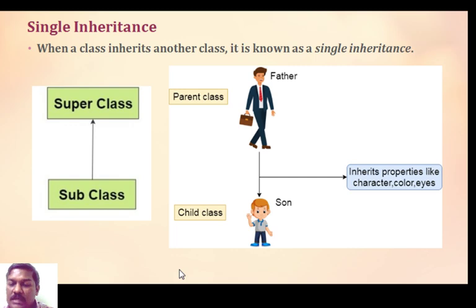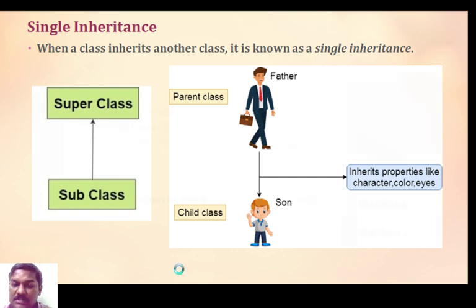See, father and son relationship. The father has some unique characteristics as well as behaviors. His son might have some of the same behaviors and activities, and along with that he has some unique characteristics or unique capabilities. So this is called a parent-child class example of a real-time concept.